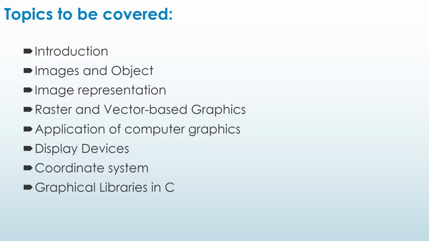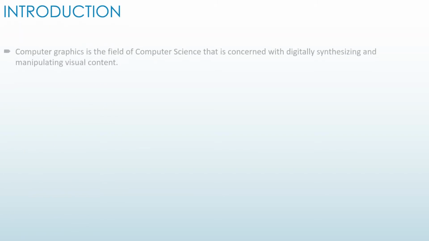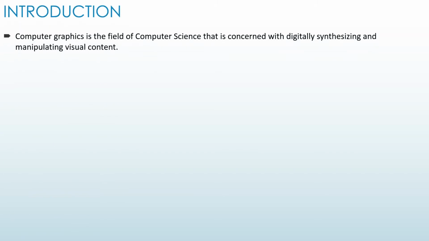First, the introduction to graphics. So what does graphics actually mean? Computer graphics is a field of computer science that is concerned with digitally synthesizing and manipulating visual content. It is a computer science field. We say it is like a science itself, where when we speak of a science, we relate to an object, or some things, and we learn about that.